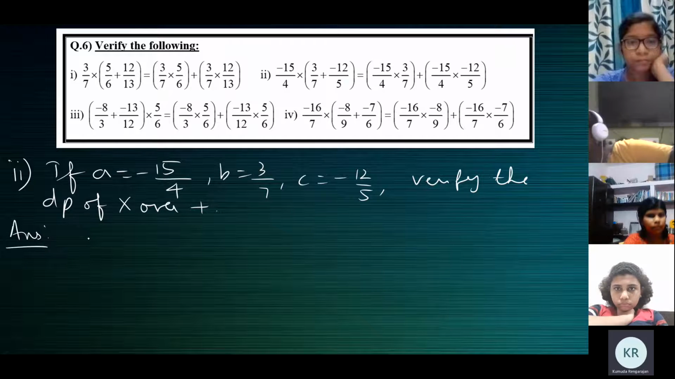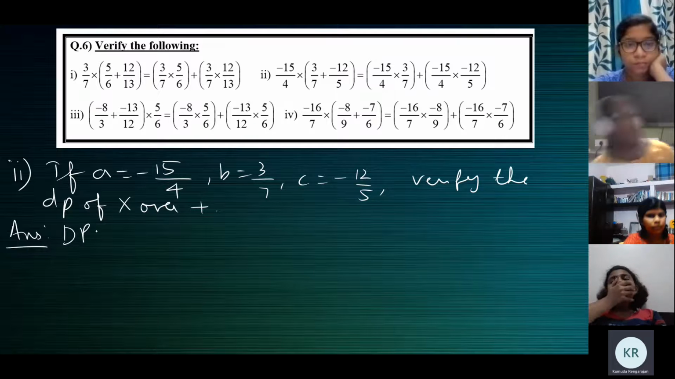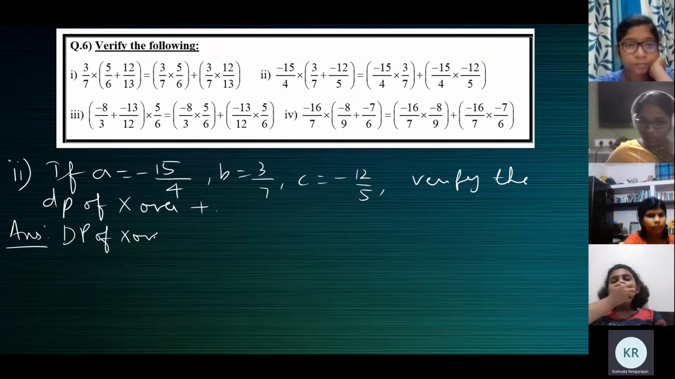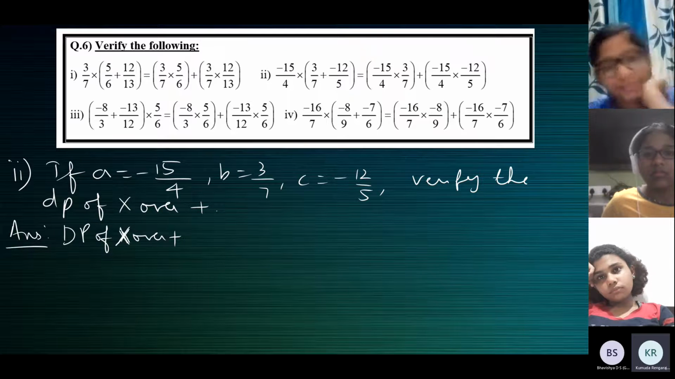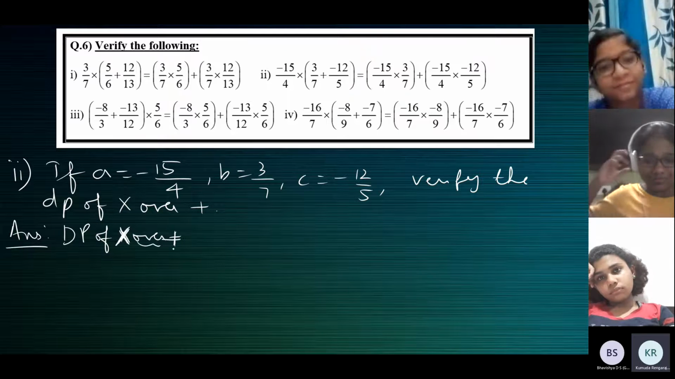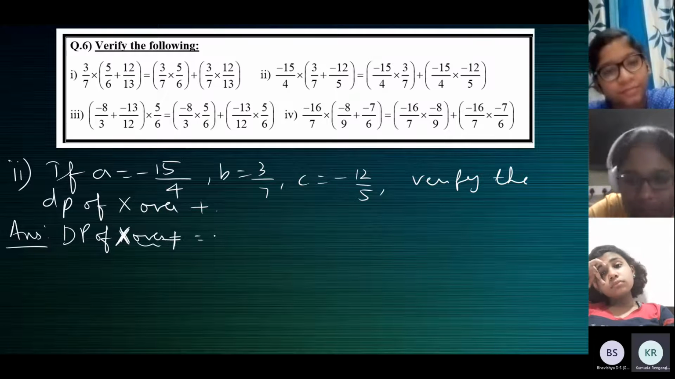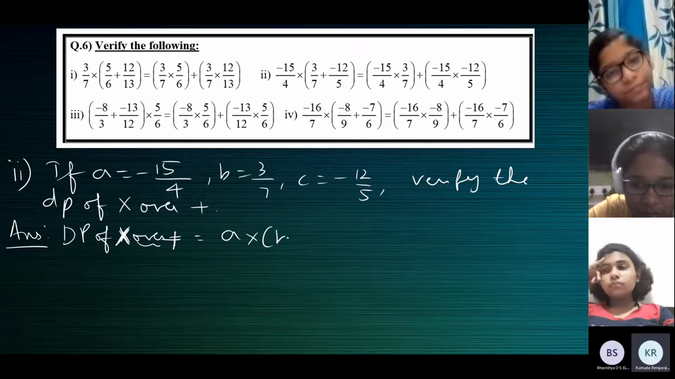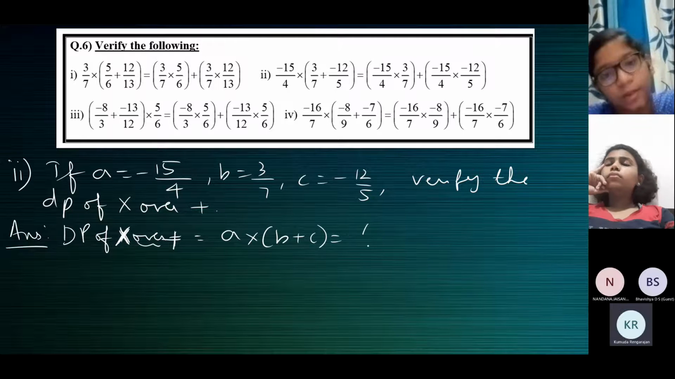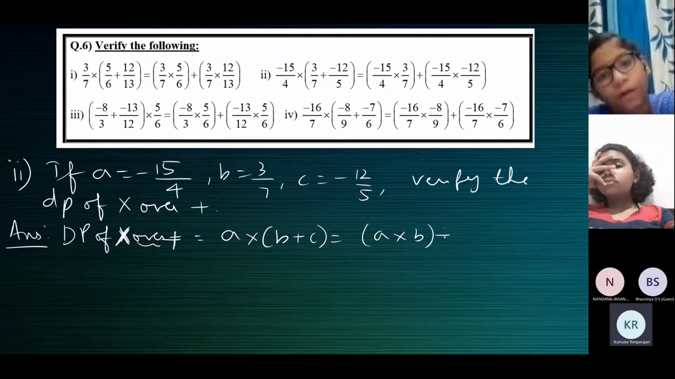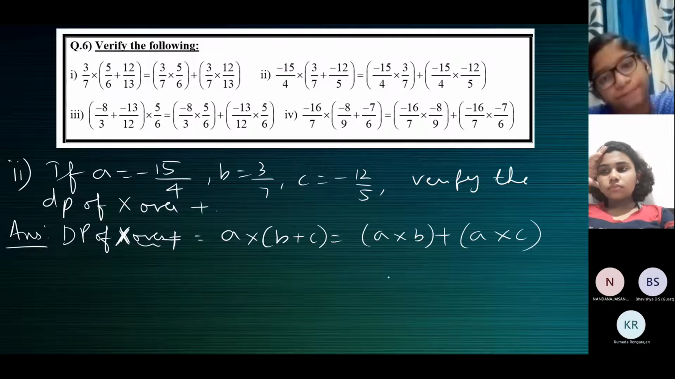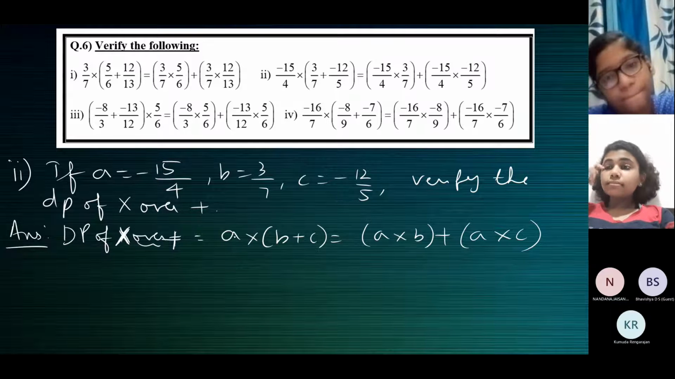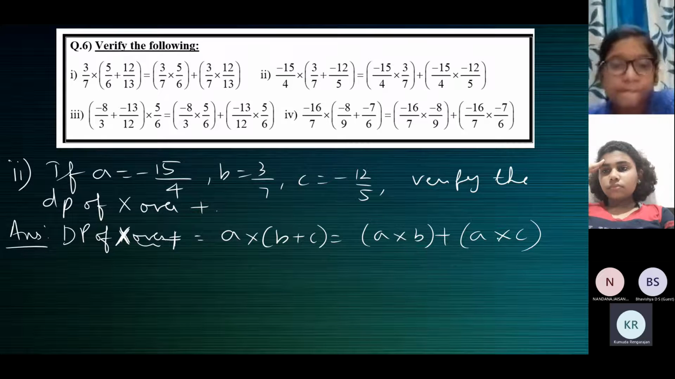How does it go? The distributive property. I'm just writing in short, okay? So distributive property of multiplication over addition. Don't write like this, children. So distributive property of multiplication, this is over addition. How will it be? A into B plus C is equal to A into B plus A into C. Must write this rule. A into B plus C is equal to A into B plus A into C.